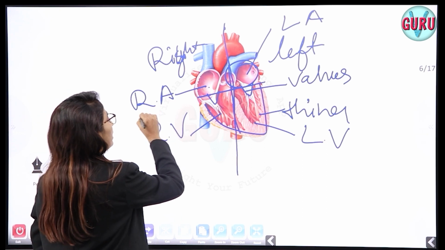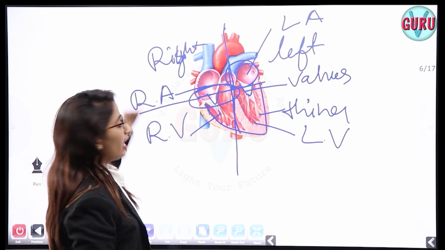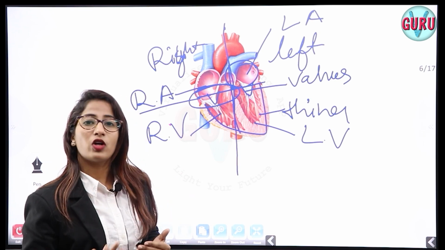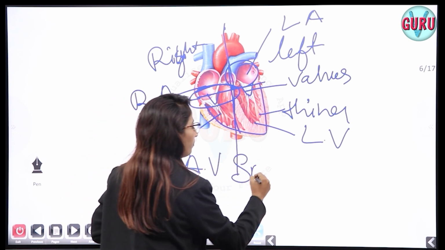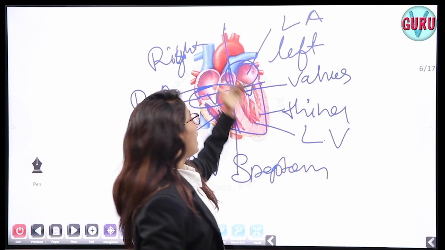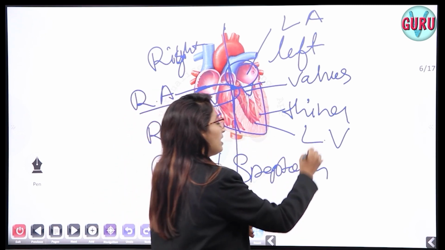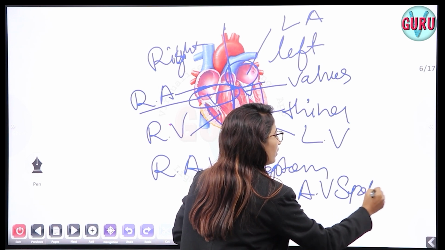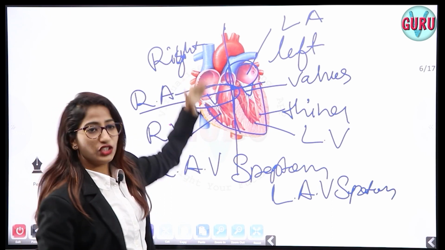Next, the auriculoventricular septum. The right auricle and right ventricle are separated by the septum called the right auriculoventricular septum. In a similar way, on the left side of the heart, the left auricle and the left ventricle are separated by the left auriculoventricular septum. Fine. So in this way, the heart is divided into different chambers.